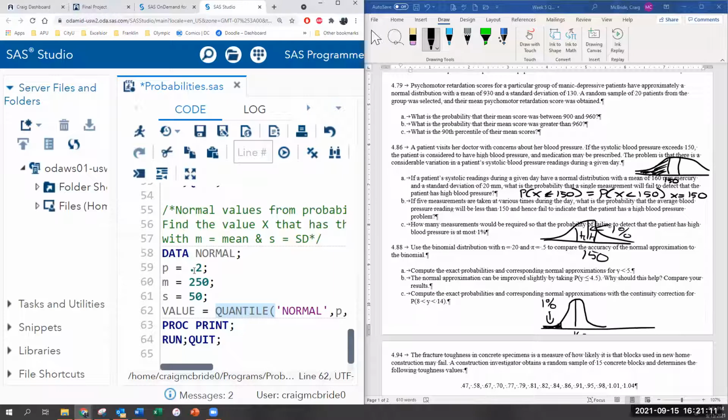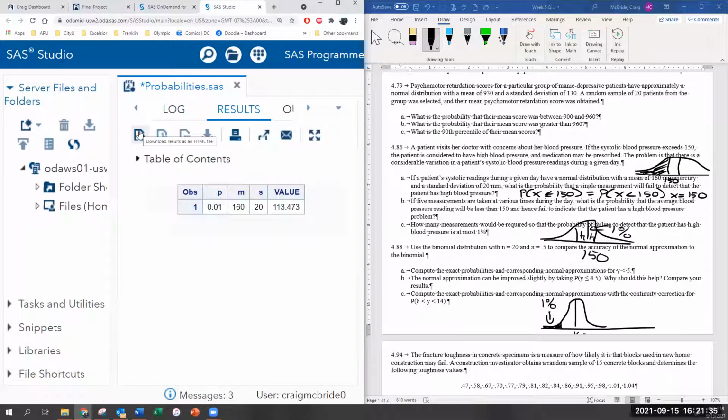So all you have to do is go, all right, I want my probability to be 1%. And my mean is 160. And my original standard deviation is 20. And so what sample size do I need to make this happen? It tells me 113,473. Well, that doesn't seem right, does it?